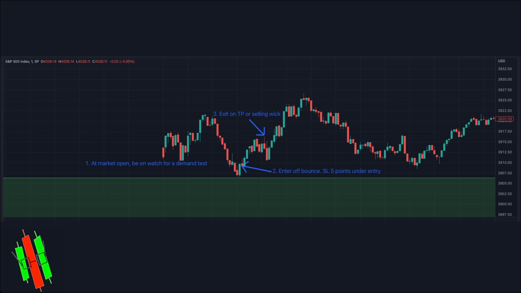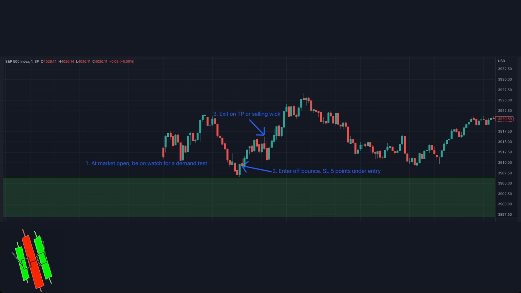However, once the price touches the demand zone and bounces with the wickless green candle, so the green candle that has no selling wick on top, I would enter long with a 5-point stop loss and most likely a 5-point take profit. For the most part, I trade supply and demand with a 1-to-1 risk to reward ratio and a 5-point take profit and stop loss.